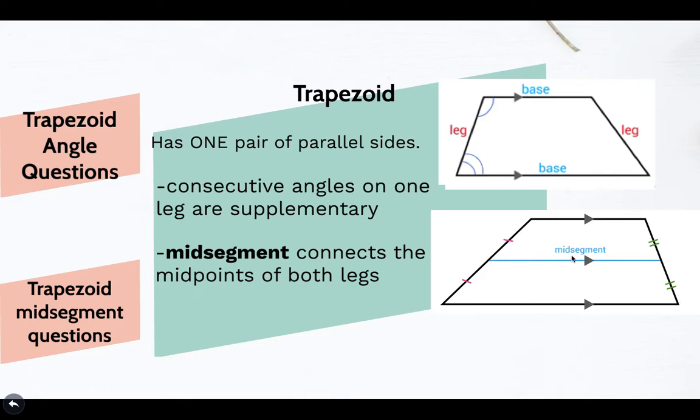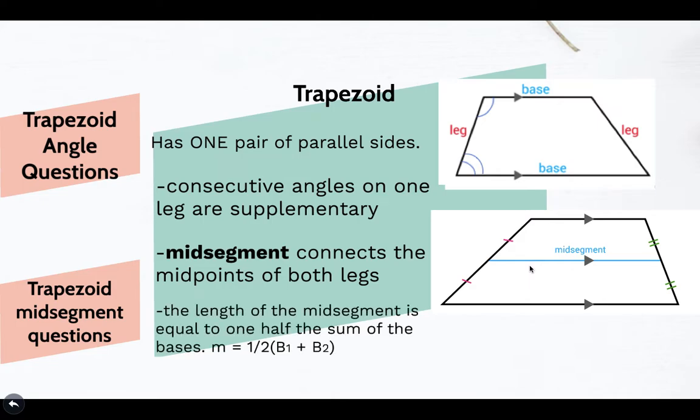What's special about the mid-segment of a trapezoid is that we can find the length of it using this formula. The length of the mid-segment is equal to 1/2 the sum of the bases. So it looks like this. M is equal to 1/2 (B1 plus B2). B1 and B2 just represent the length of this base and the length of this base. Okay? So let's say this base was 10 and this base was 20. If we added those up, that would give us 30. And we took 1/2 of 30, we would get 15. So this mid-segment would be 15 units long.